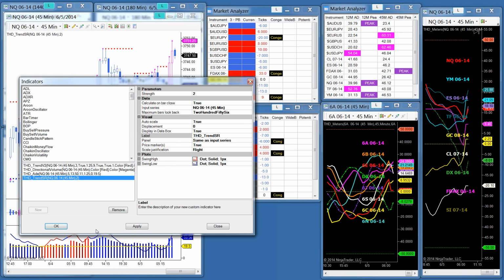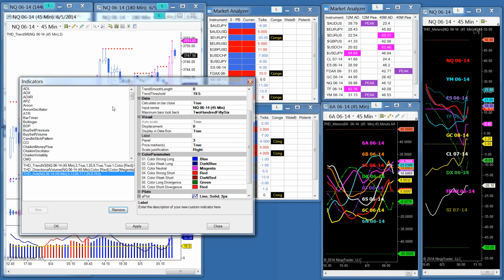Any questions on the Trend SR? Yes, it's the same name in TradeStation. It's Trend SR, which actually stands for Trend Support and Resistance. Okay?